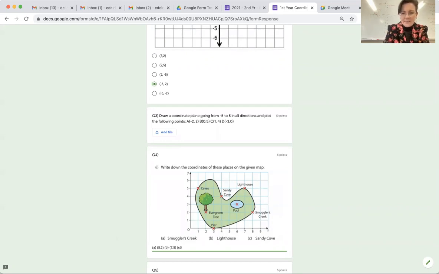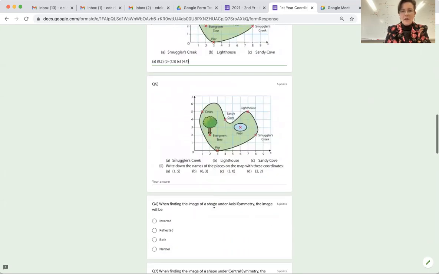And C, Sandy Cove. So Sandy Cove over to 4 and up to 4. So Sandy Cove's coordinates are 4, 4. Next, in question 5, we were asked to write down the names of the places on the map with these coordinates. So the coordinates 1, 5.